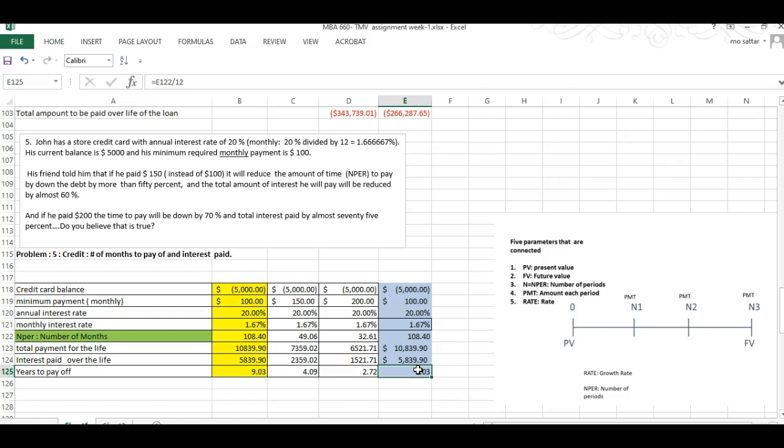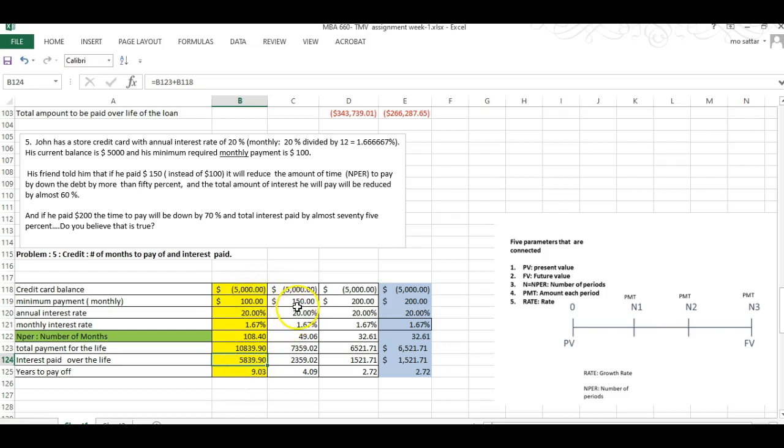Now, if he's able to put in more, let's say 150, it will take him only 4 years versus 9 years. And again, I did it over here. Putting in 150 goes down to 4 years. If I change that to 200, you can see that you can pay it off in 2.72 years. And you can see the interest that he's paying. If he does only $100 a month, the interest he's going to pay over the life of the loan is more than what he originally charged on the credit card. He's paying $5,800 for the debt of $5,000.